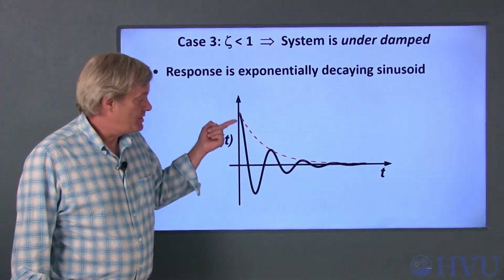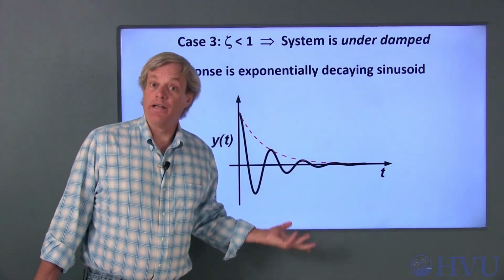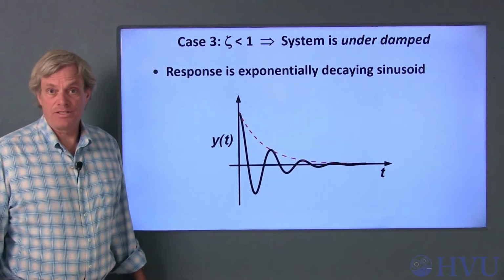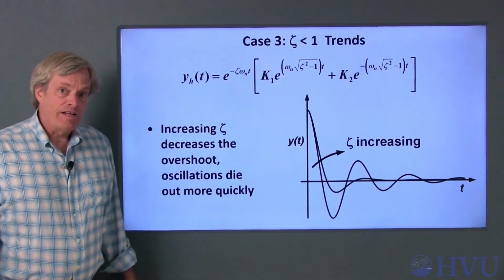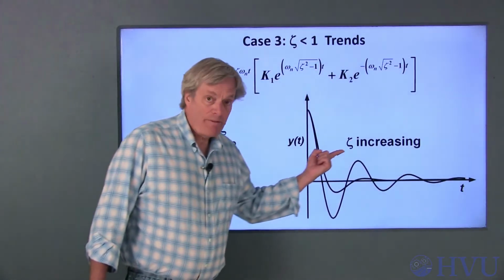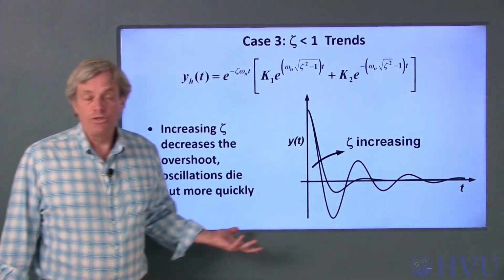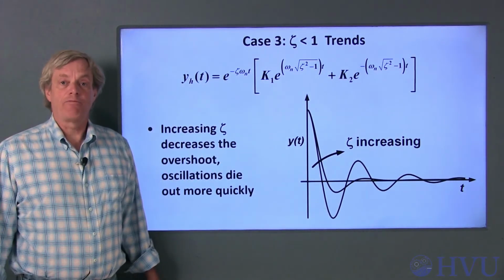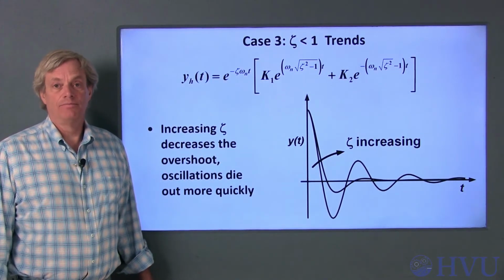Underdamped system responses can oscillate and overshoot, unlike the overdamped and critically damped system responses. For underdamped systems, increasing the damping ratio reduces the amplitude of the overshoot and reduces the time required for the oscillations to die out.